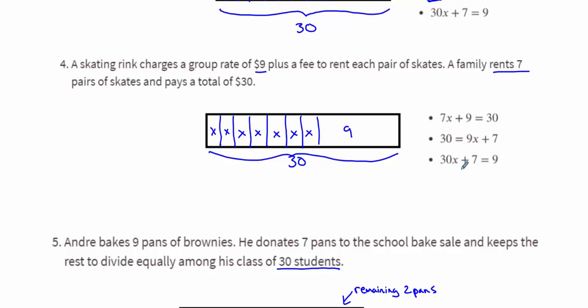Okay, number 4 says a skating rink charges a group rate of $9 plus a fee to rent each pair of skates. So we're looking for a $9 fee plus 7 skates for a total of $30. So here are a total of $30. We have $30 and $30. But this time I'm looking for 1, 2, 3, 4, 5, 6, 7 x's. So that would be the first one. And we would solve this one the same way we did number 1.